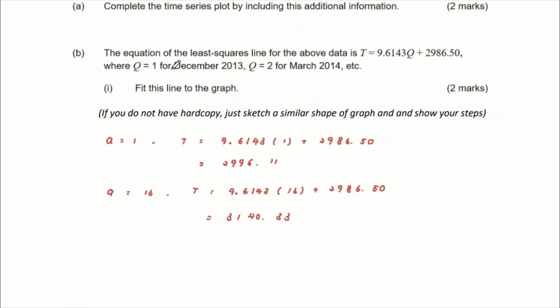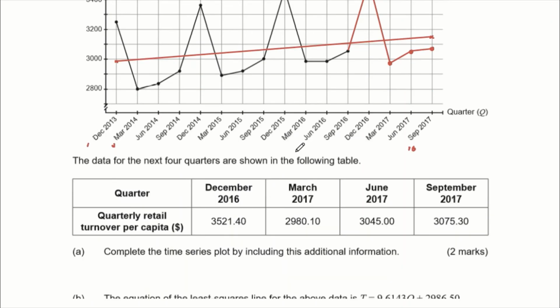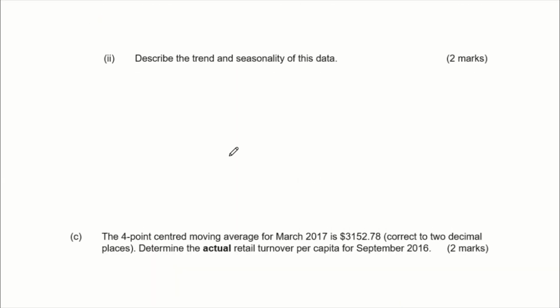Okay, so the first thing is by looking at the regression line, you should be able to see that it has a long-term trend. In this case, the trend, everyone should have no problem. That is an increasing trend.